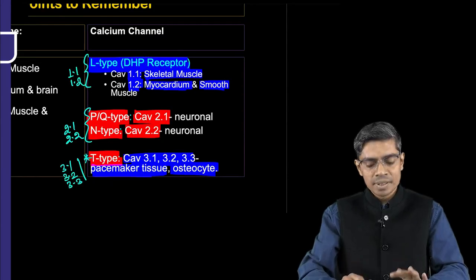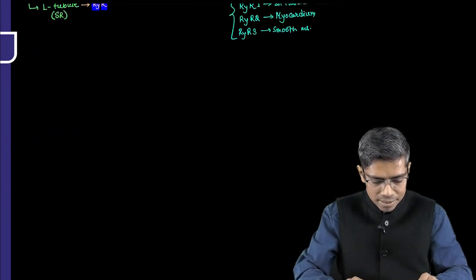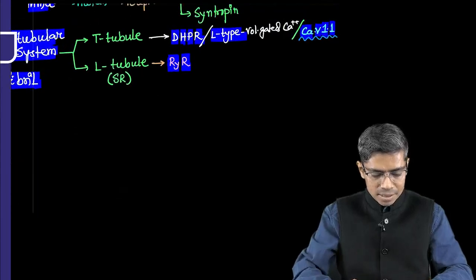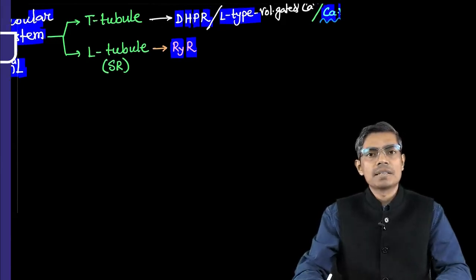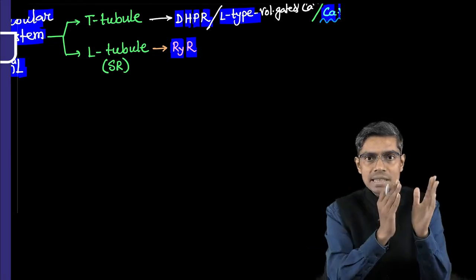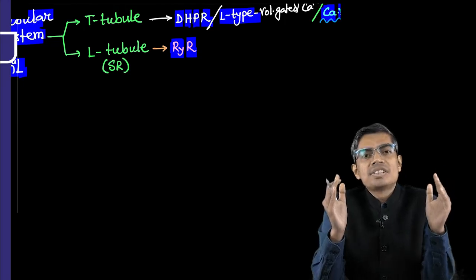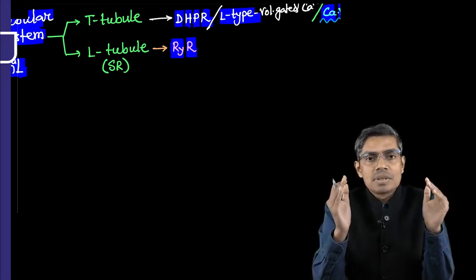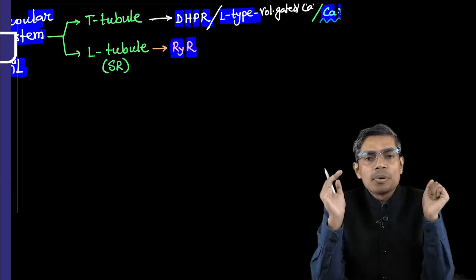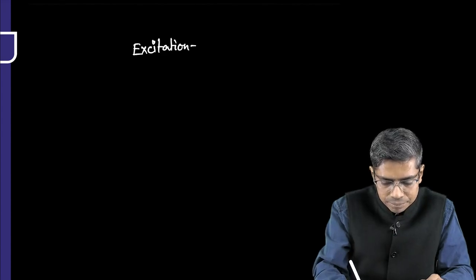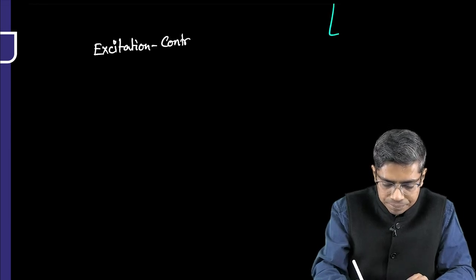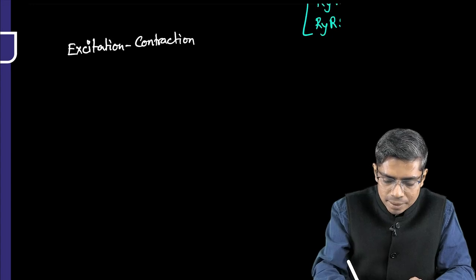Try to remember this. So now we are discussing the sarcotubular system, T tubules and L tubules, and we have seen that different types of channels are present there. How are these T tubules and L tubules functionally connected? This is known as excitation contraction coupling of muscle. So our next topic is excitation contraction coupling.